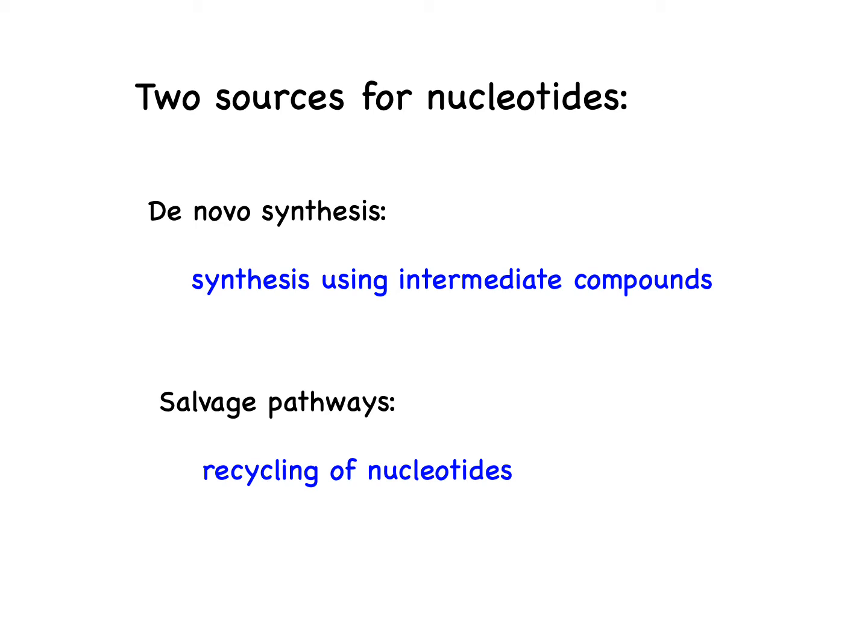So when we talk about the synthesis of nucleotides, there are two pathways. The de novo pathway, which uses intermediate compounds, mostly ones you should be familiar with by now, to synthesize new bases and new nucleotides. But there's an alternative pathway, the salvage pathway, which is involved in recycling nucleotides. And although we can make as many nucleotides as we need, if we can't carry out these salvage pathways, it can lead to some serious medical issues.